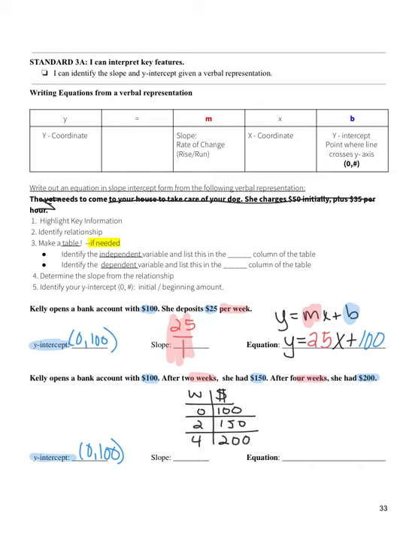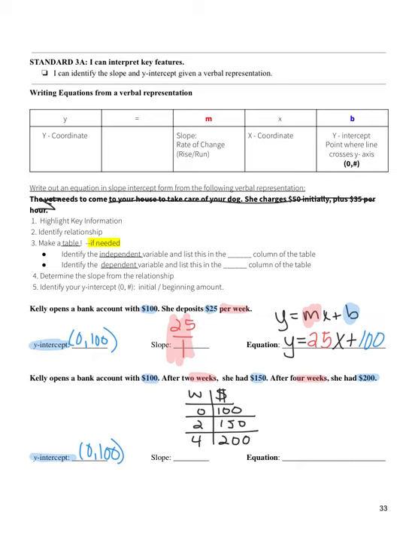Okay, so I set up the table. We're comparing weeks to dollars. We know weeks is always going to be our independent, or X. So weeks is right here, and dollars is here. Now, I set it up so we start at 0 weeks with $100, then 2 weeks, $150, then 4 weeks, we have $200. Okay, now that I've set up my table, I'm going to find my rate of change.